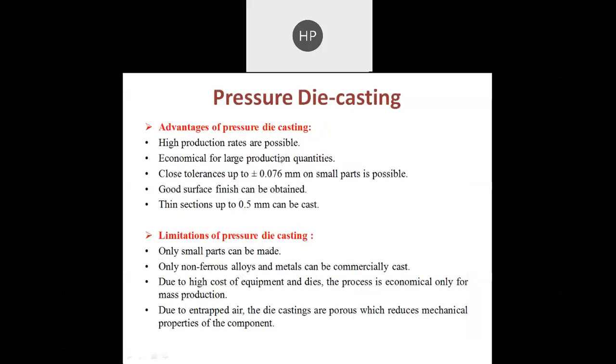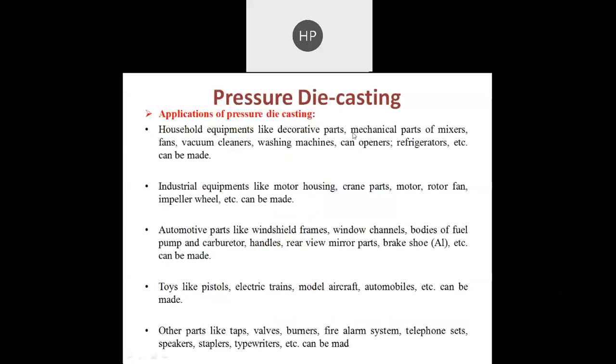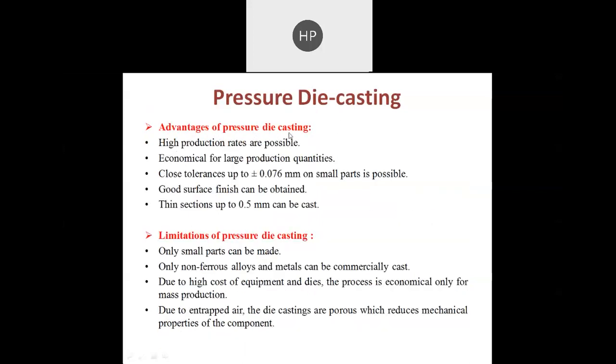Now both the hot chamber as well as cold chamber die casting come under the category of pressure die casting. So here in general we are going to discuss the advantages of pressure die casting. Either it is a hot chamber or cold chamber, we are talking about their advantages. So the first advantage is that they have a high production rate.